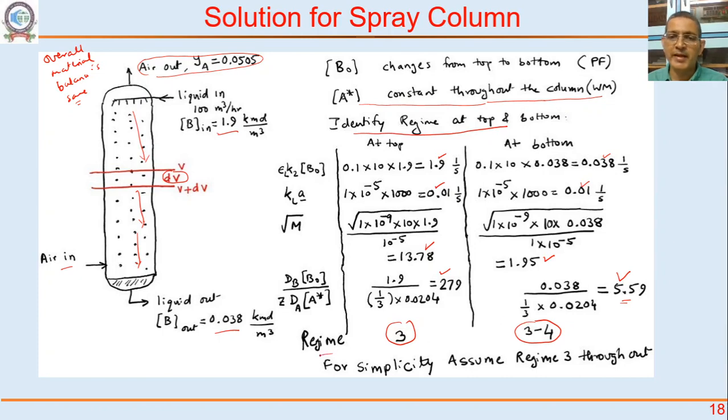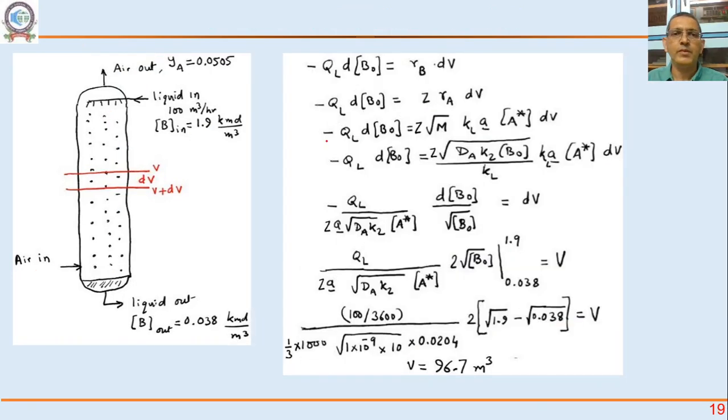For simplicity, let's assume that it is regime 3 throughout, just for our convenience. Okay. Here's the solution further. So now we do a differential balance. QL multiplied by dB naught would be RB into dV. RB would be Z times RA. RA is root M into KLA into A star.